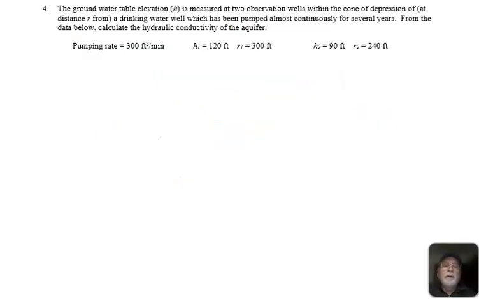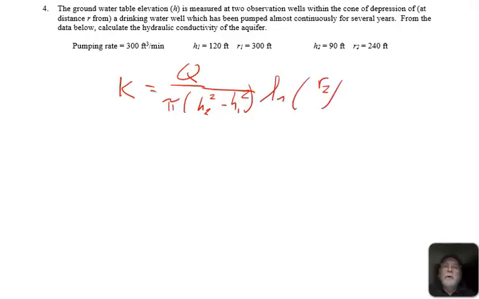The last one is a plug-and-chug one on the unconfined case. I say groundwater table elevation. I don't tell you it's unconfined, but from that description, groundwater table, you should be able to tell that it's unconfined. It's a plug and chug on the equation, and I think you have Q over pi times H2 squared minus H1 squared times the log of R2 over R1. You might have to convert some units there. All right, if you have any questions on this homework, let me know.